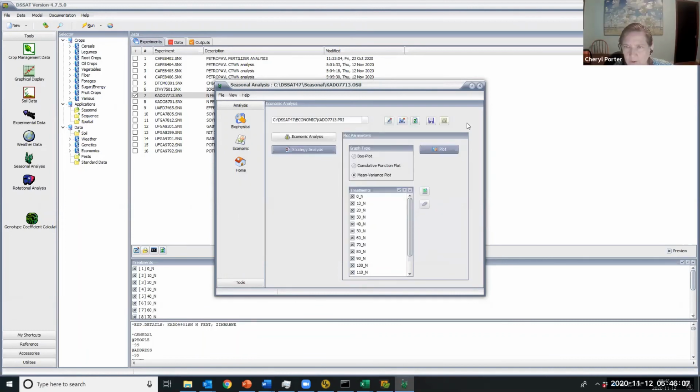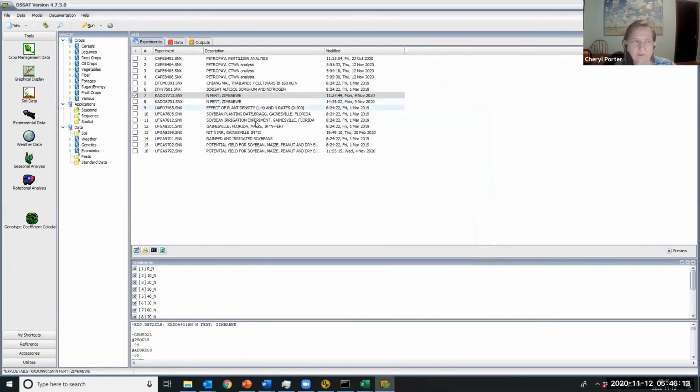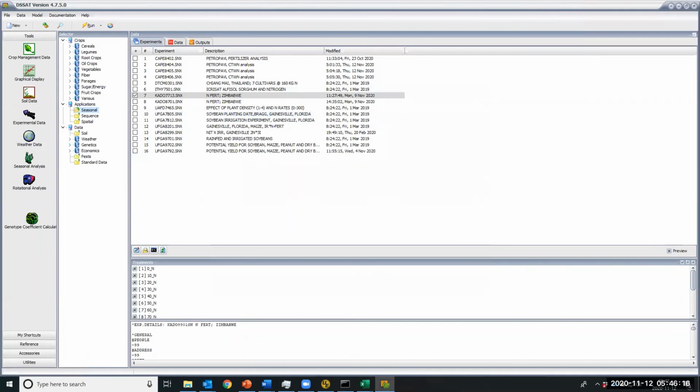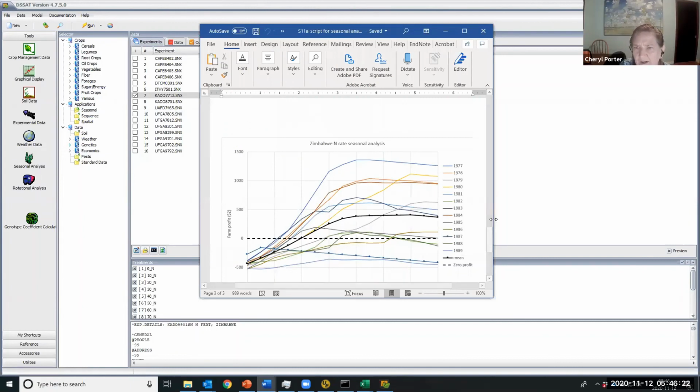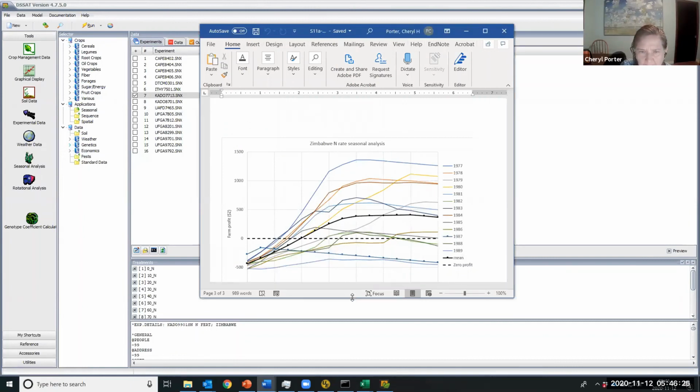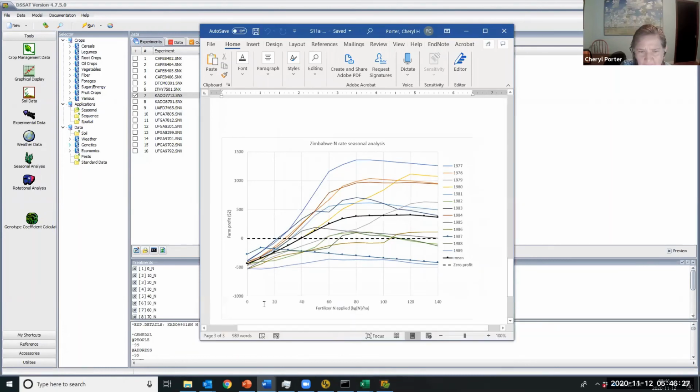Okay, I have one more graph I want to show you. I'm going to close this and bring up another file. So this is just a graph of the farm profits for the different amounts of fertilizer that are applied. Here we see how different amounts of nitrogen fertilizer affect the result. So each line is a different year of analysis.